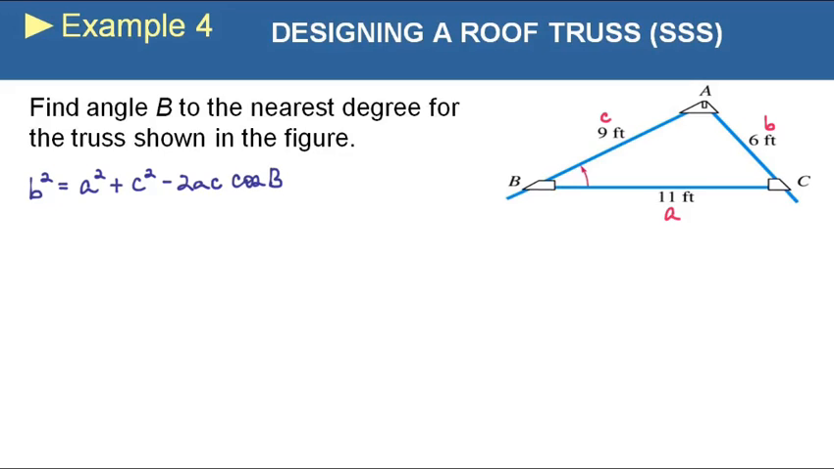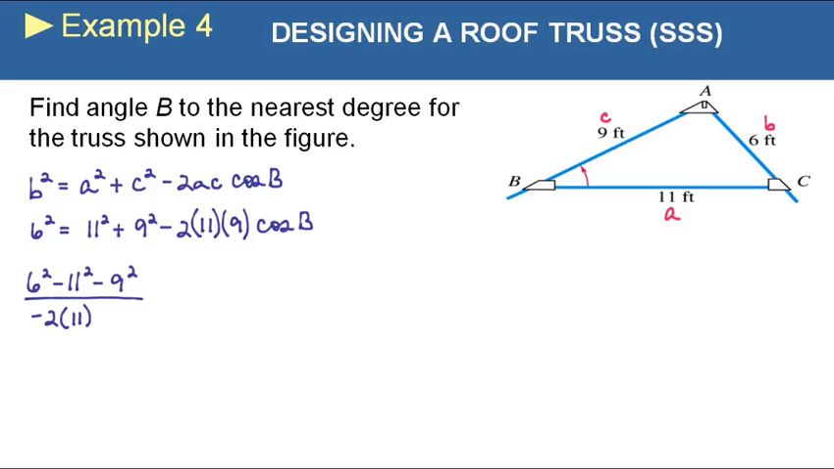Since I want to know angle B, I'll use the law of cosines that contains cosine of B. Plug in our numbers. 6 squared equals 11 squared plus 9 squared minus 2 times 11 times 9 times the cosine of B. Now I want to isolate cosine of B, so let's subtract these two numbers from both sides. We end up with 6 squared minus 11 squared minus 9 squared. Divide both sides by that coefficient so that cosine of B is isolated.